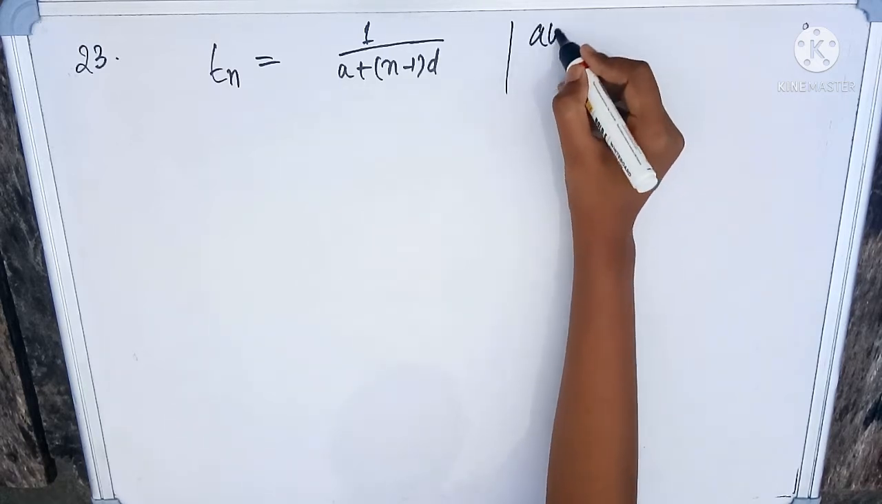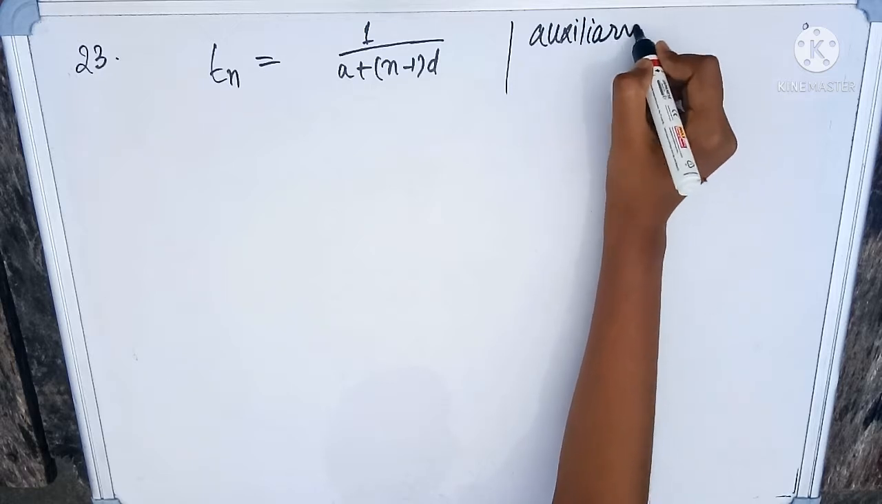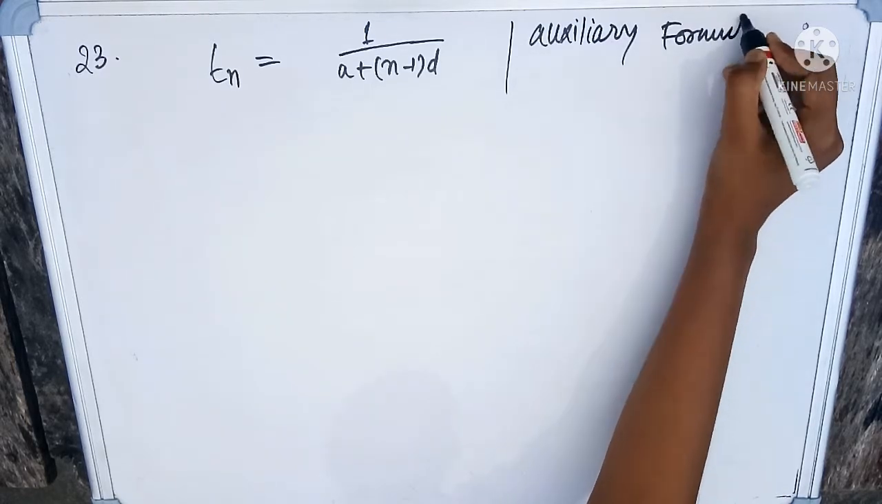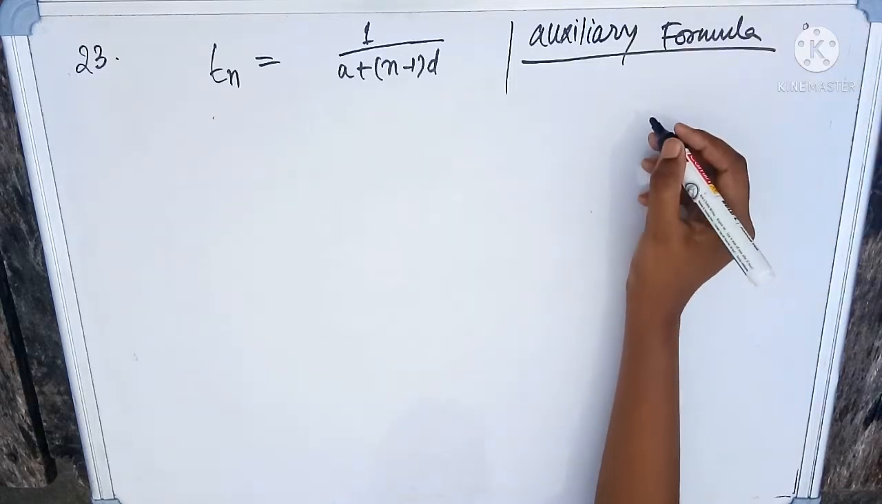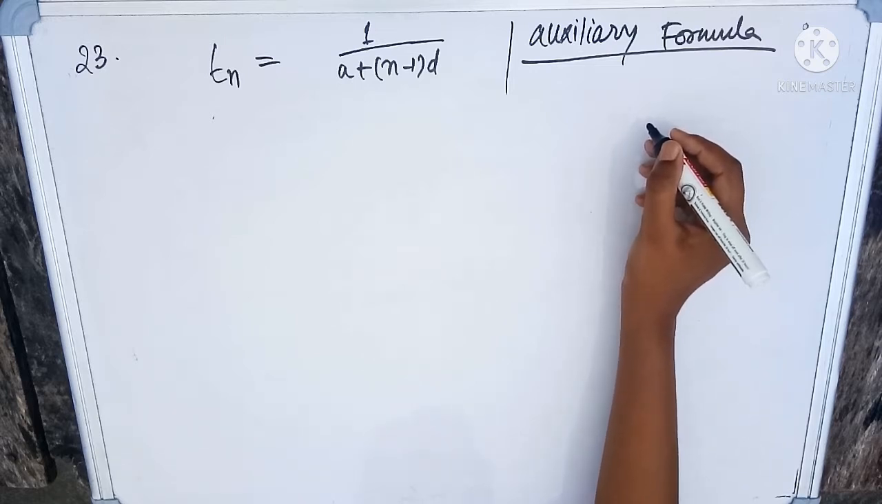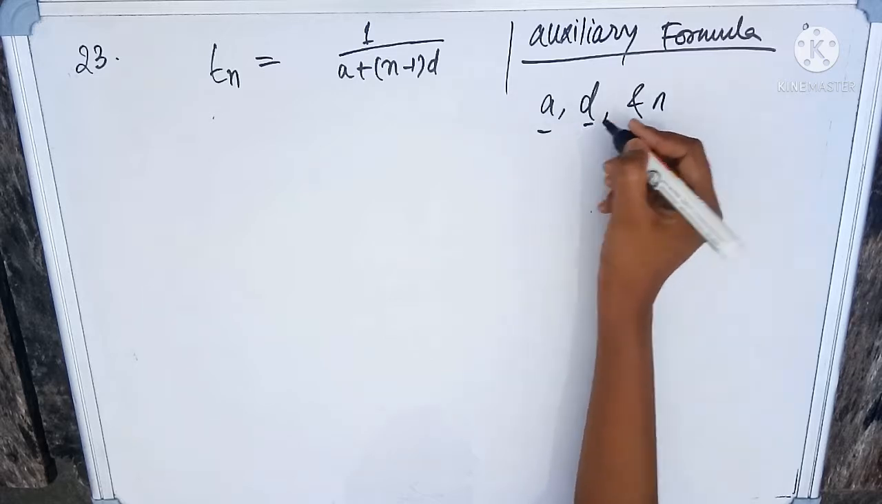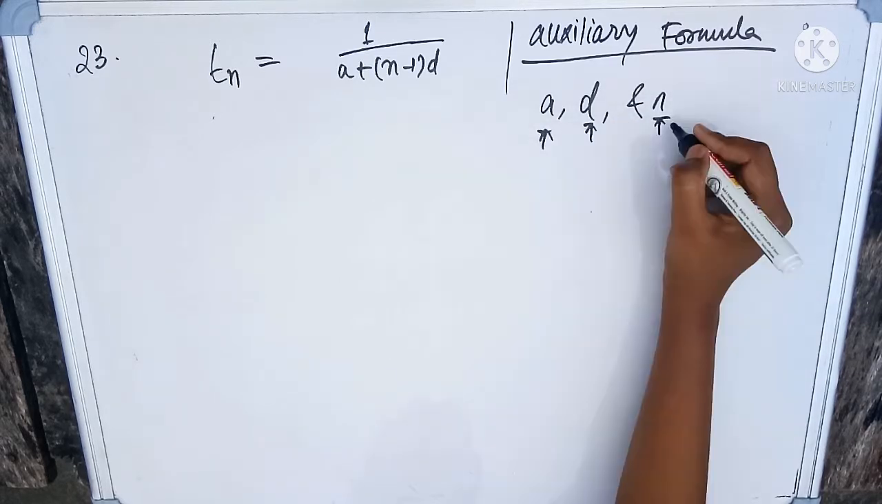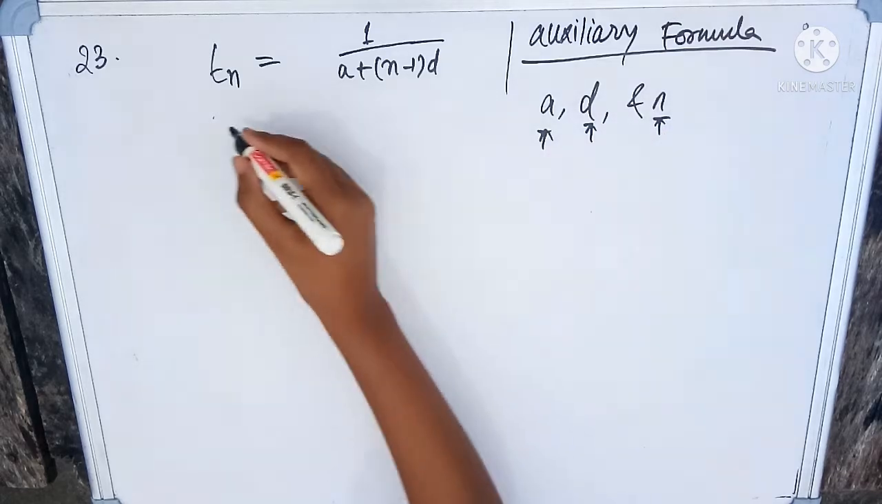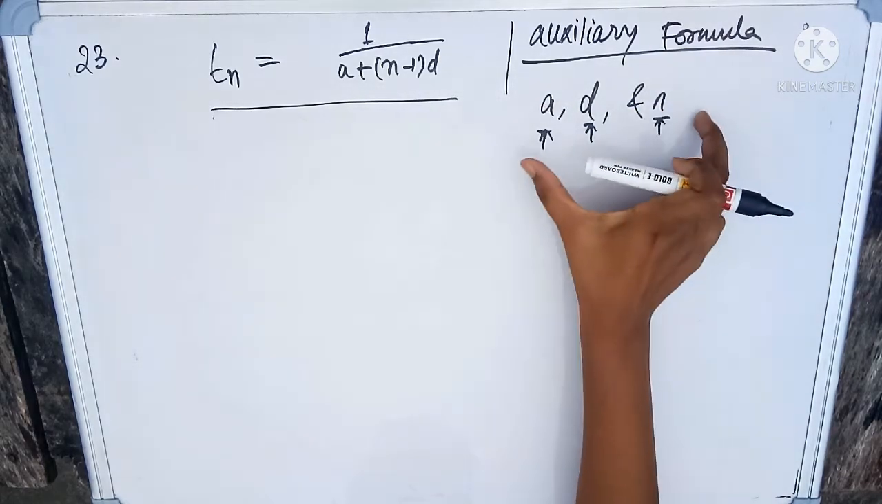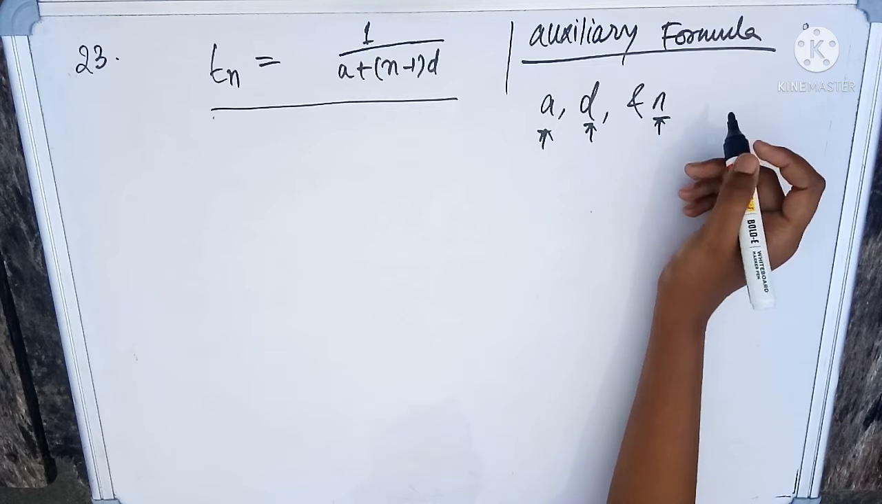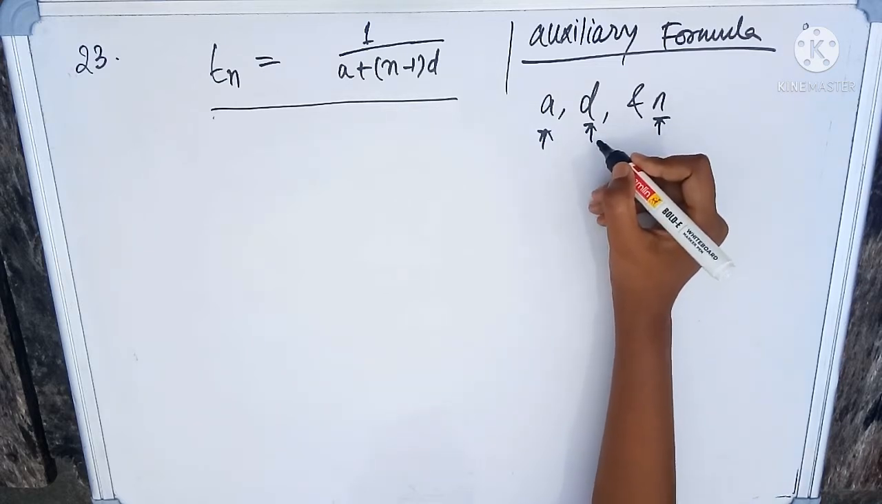Now what is an auxiliary formula? Auxiliary formula means we have to find out different formulas from one given formula, and that we can find out by making all the variables the subject. So here in this formula we have a, d and n as variables, and by putting them one by one we can find out three more formulas from this given formula. So it is known as auxiliary formula. So let us find out the formula for d by putting it as the subject.